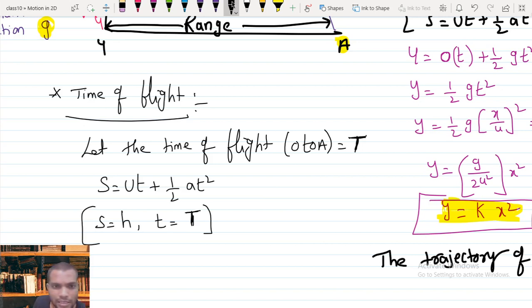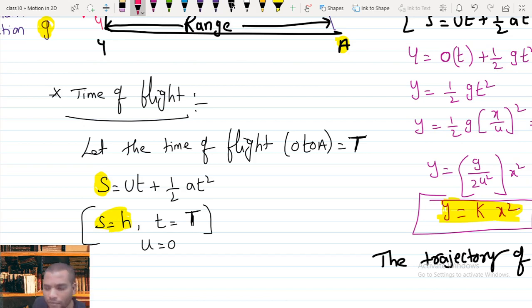Now if you change the above expressions, we know that the initial velocity u in the vertical direction is 0. This is the expression we take only in the vertical direction, because the displacement is always happening in the vertical direction. The change in position is happening in the vertical direction. That's why we always take the displacement in the vertical direction.